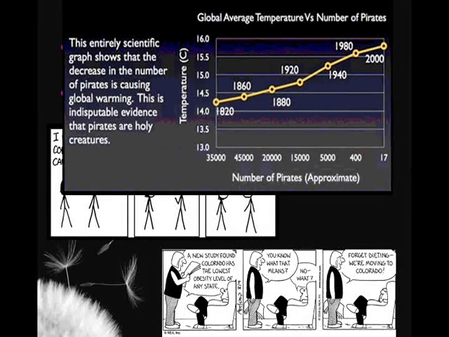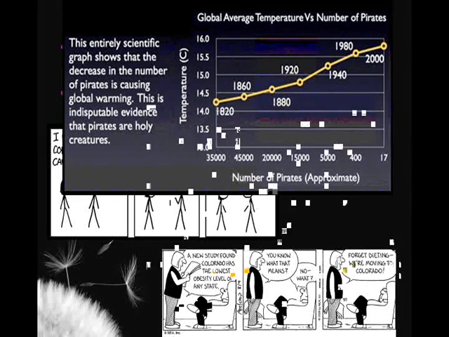Here is the number of pirates and the global temperature. So according to this graph, as the number of pirates decrease, global temperature increases. So that means that global warming is being caused by a lack of pirates. Not necessarily that these two are in any way related to one another, but if you put them on a graph like this, it implies causation, when it's actually just correlation.